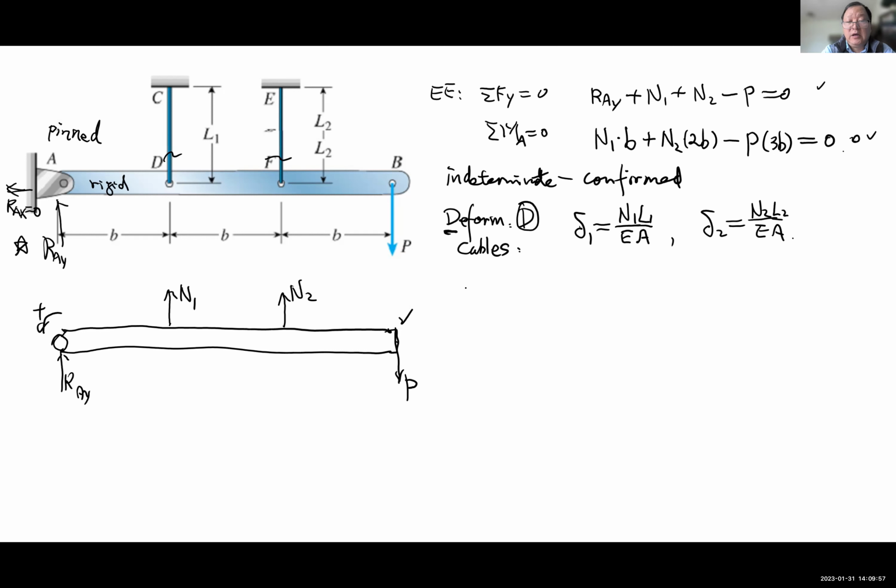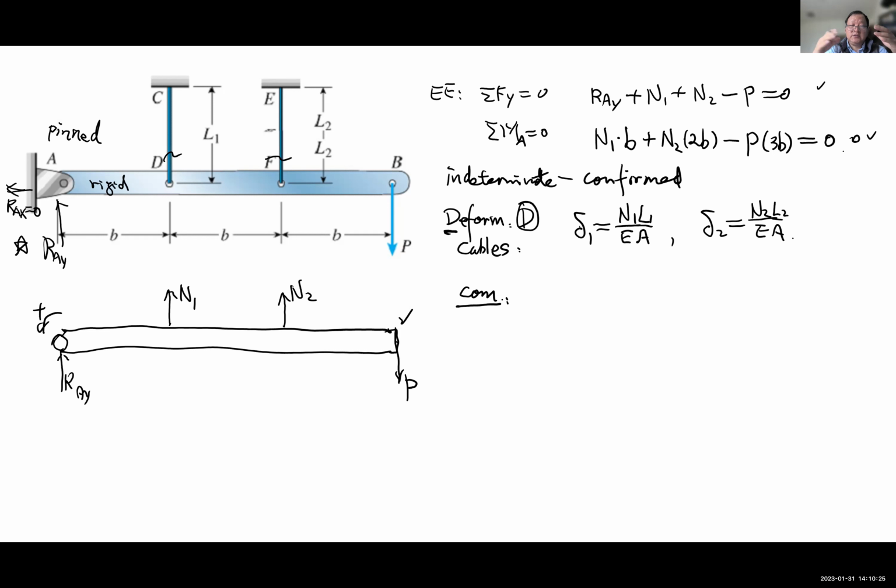Now, how do those two match each other? What's the compatibility? How do they compare relative to each other? They move compatibly with each other, or it's the geometric relation between them. So basically it's geometry. The compatibility is the relation about the deformation geometry.